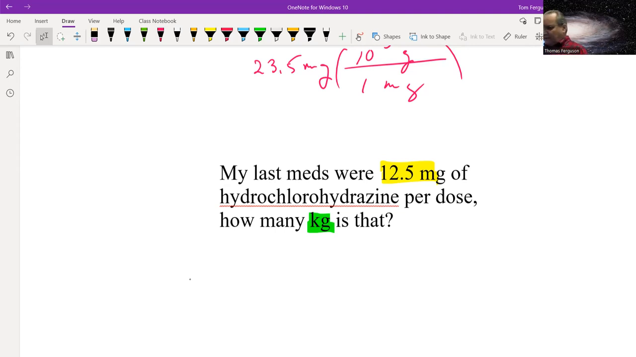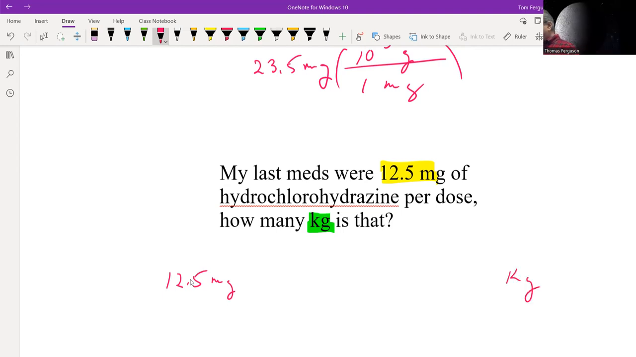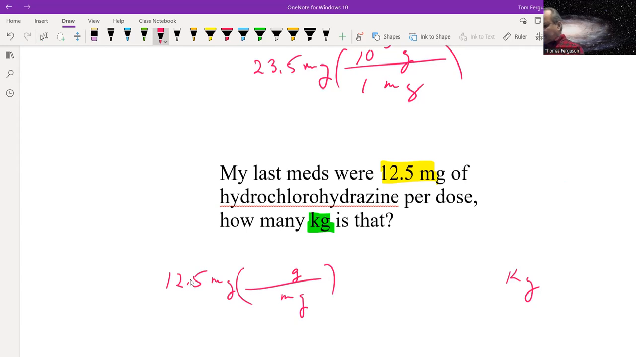Okay, so 12.5 milligrams on the left and kilograms on the right. The first step is to cancel our given, so we have to have milligrams on the bottom, and we go to the base unit, which is grams in this case. So I'm going to use 10 to the minus 3 grams in 1 milligram. Okay, so that gets us to grams.